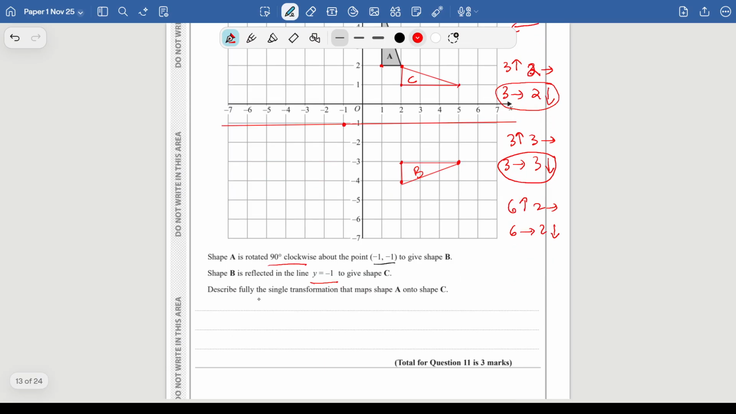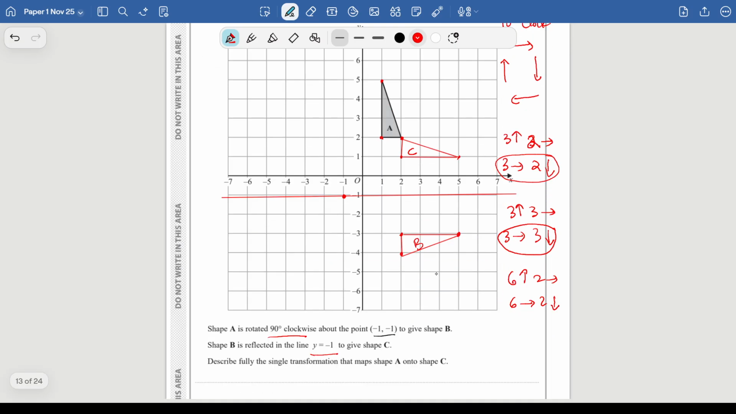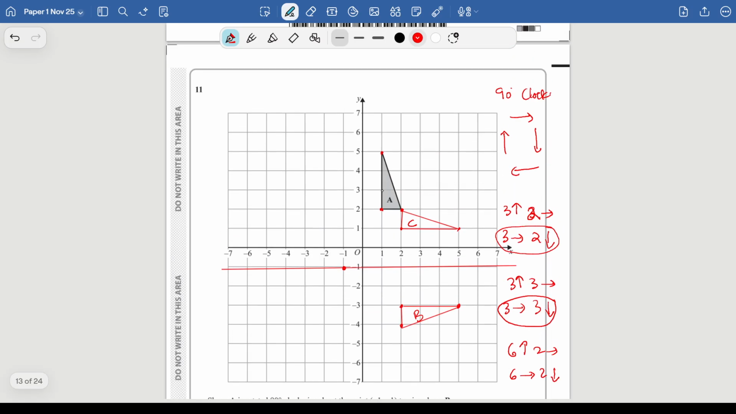Now it wants you to describe fully the single transformation that maps shape A onto shape C. What kind of transformation is mapping shape A onto C? How is this being transformed? Well, we see using this line, y = x, that this is being reflected in the line y = x. That's the line y = x. If I make use of a straight line, it gives a better picture.